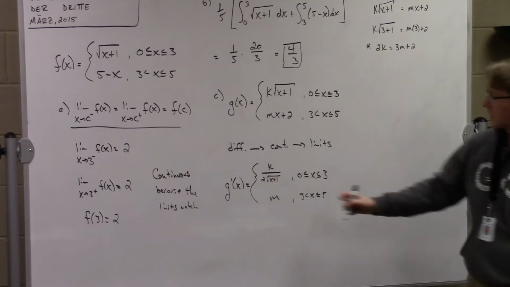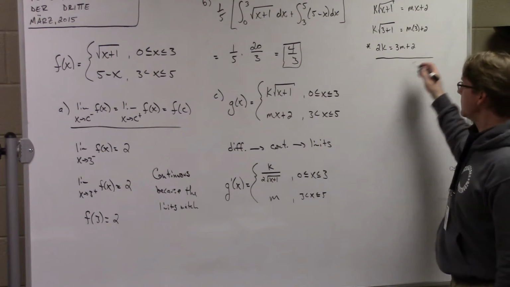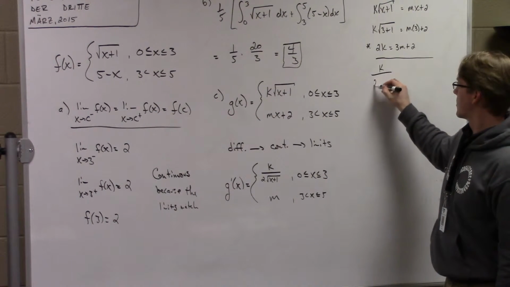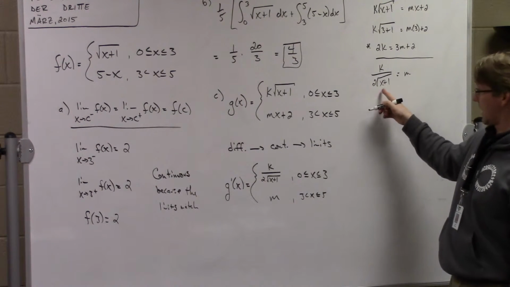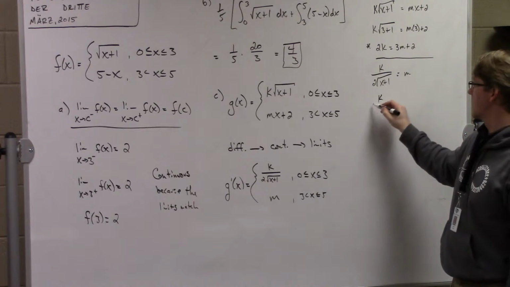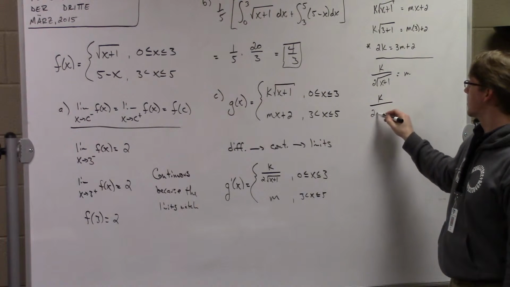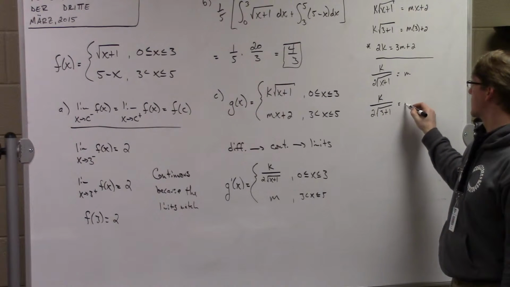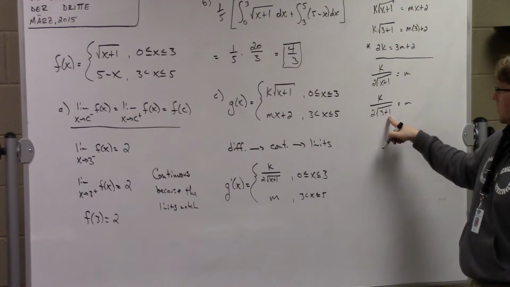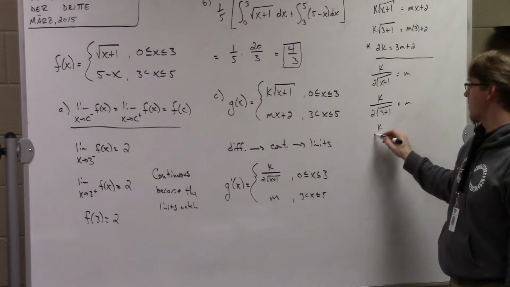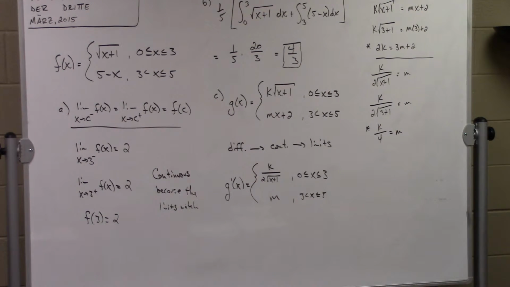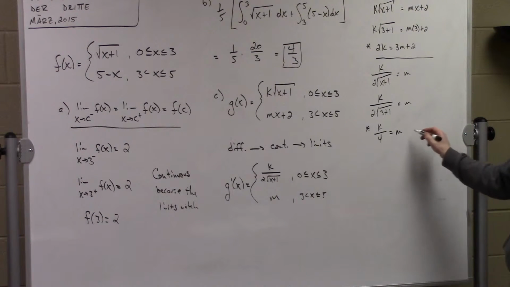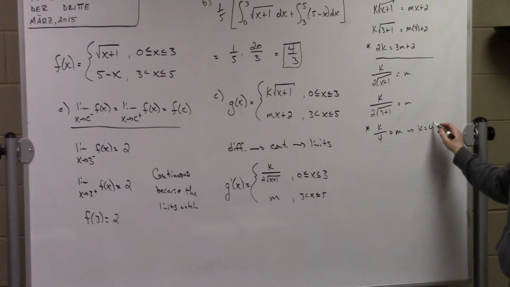Then I'm going to do the same thing with this guy. K over 2 root of x plus 1 is equal to m. We'll plug in 3, because that's where I need them to meet. K over 2 times root of 3 plus 1 is equal to m. Root of that is 2. So we get k over 4 is equal to m. And there it is, ladies and gentlemen. You could say that k is equal to 4m.